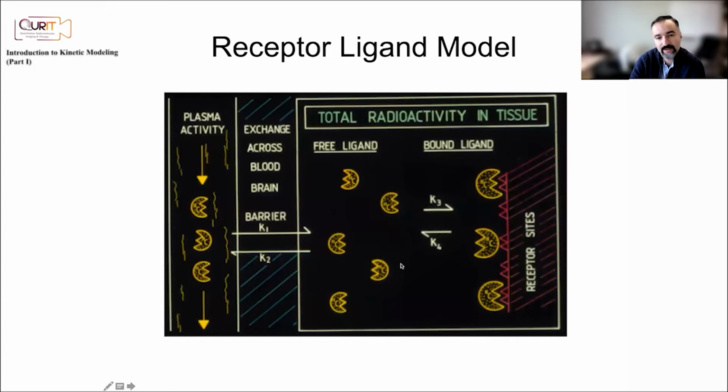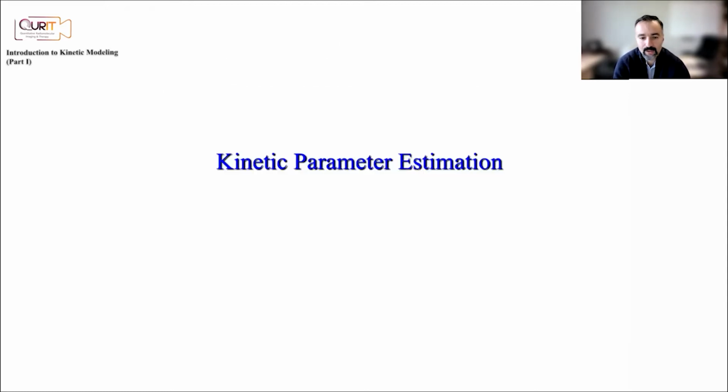This is just a visual drawing of a receptor ligand model where you've got the plasma activity, the radiopharmaceutical in the blood, penetrating the blood-brain barrier with the rate of K1, but going back with the rate of K2. It's free, and then it gets bound, for example, to receptors in the brain. Let's say the D2 receptors. So you're studying dopamine and what that means, or you're doing a study on addiction, and you want to study what happens, for example, in the case of a stimulant or stimulus.